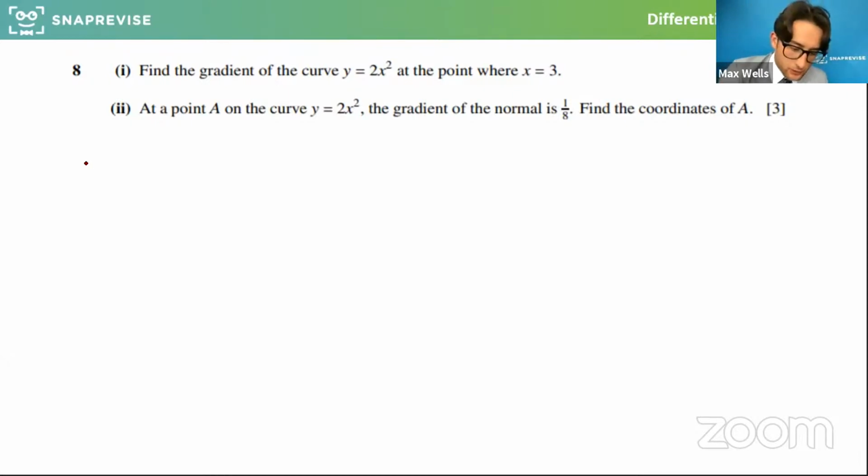The first thing we're going to do is differentiate it. So we've got y equals 2x squared. So what is dy dx? Dy dx would be what? What is the gradient function of that curve?